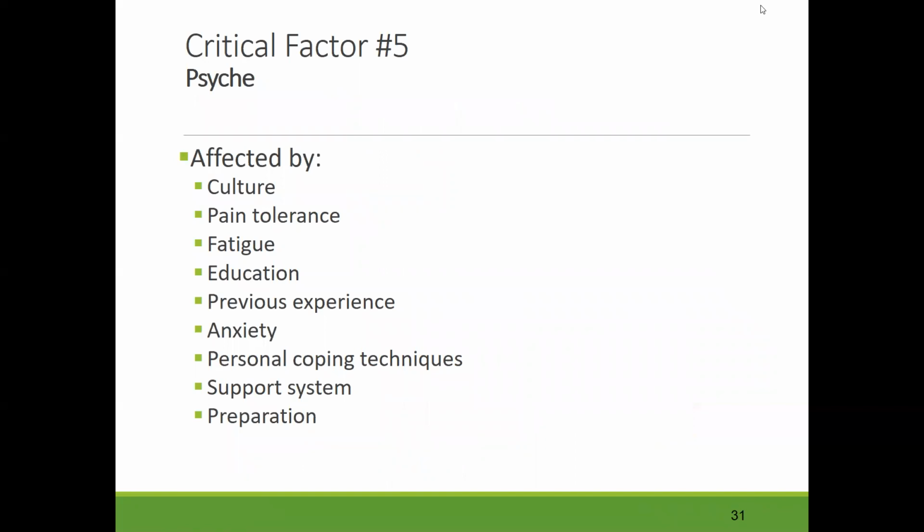All right, and then we have factor number 5, the psyche, which a person's culture can affect. Sometimes people need to be completely quiet because of their culture. You're not able to make a peep, things like that. Pain tolerance. Maybe mom doesn't withstand pain very well, so then she kind of panics because she's lost control of her feelings, and the pain is unbearable for her.